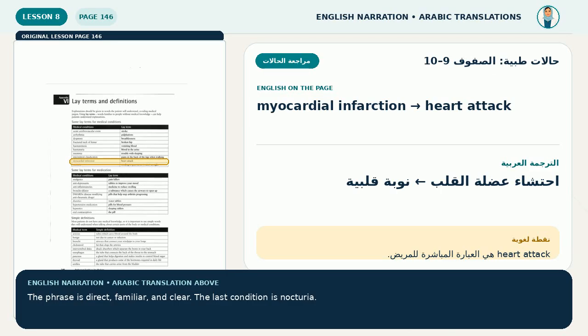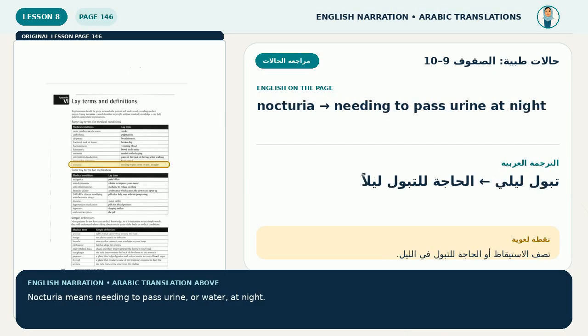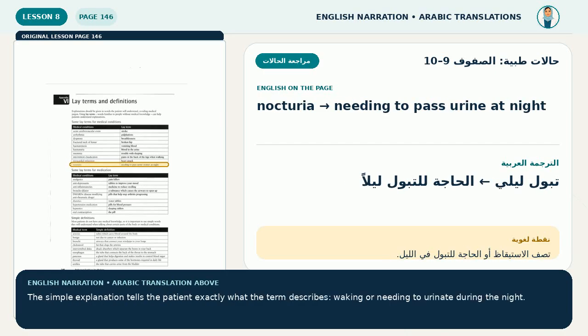The last condition is nocturia. Nocturia means needing to pass urine or water at night. The simple explanation tells the patient exactly what the term describes, waking or needing to urinate during the night. It is useful to ask, do you need to pass urine at night? Rather than asking only, do you have nocturia?